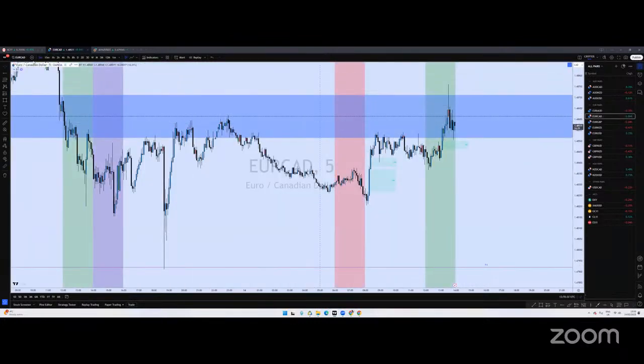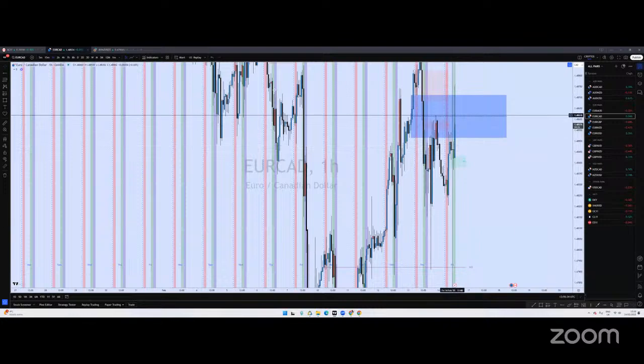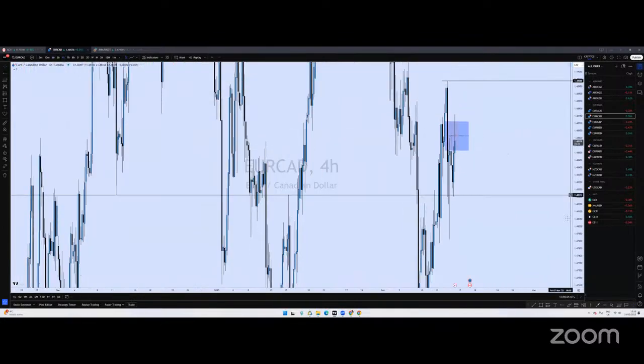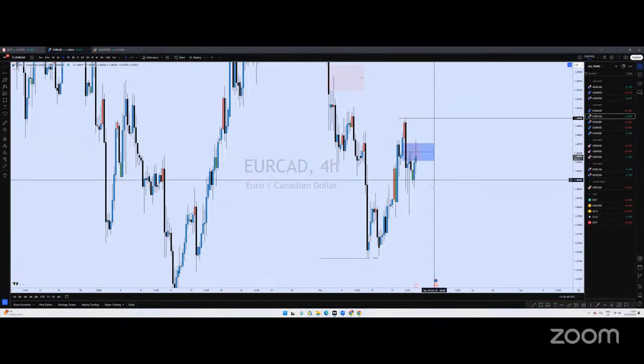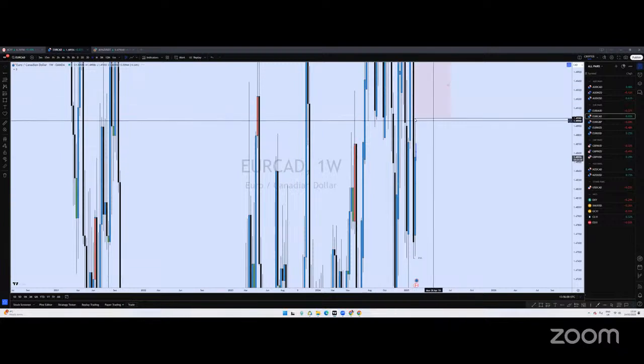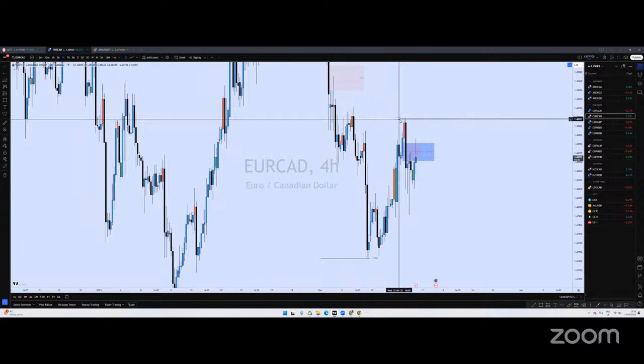Let's look at the EuroCAD. See, EuroCAD rejected that H4 gap. That's good to see. That still remains. We need them to stay below this gap for this week, and next week we don't want them to come for the previous week. If they close above it, then they will come for previous week high, which is this week's high. This week's high is yesterday's high, and that's that one there.